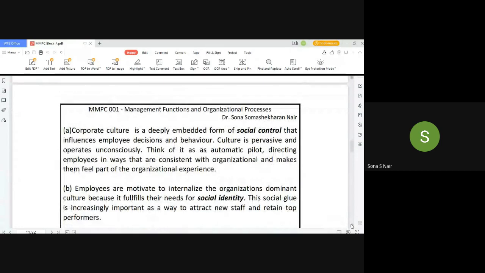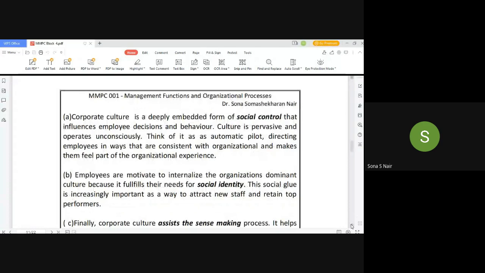One, it is a form of social control on employees. Because when you go to a new place, you would behave in a manner which is consistent with the others. Okay? You would not behave entirely differently from the people with whom you are sitting in the office. So social control is ensured by culture.